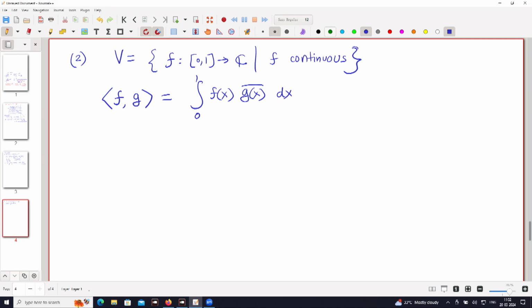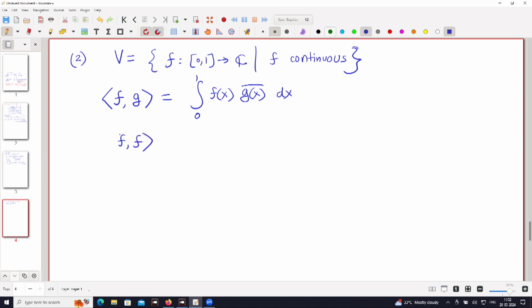You can always integrate them on a compact interval, here 0 1. And the interesting thing here, in showing that it is a well defined inner product, the non trivial part is only the positive definiteness.